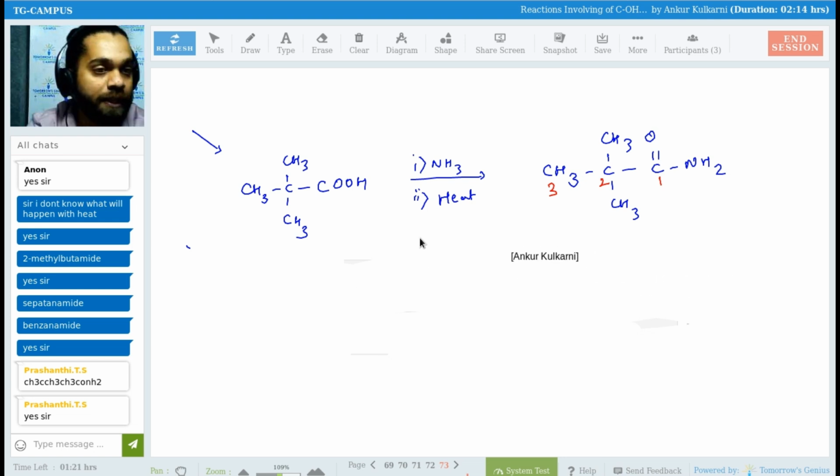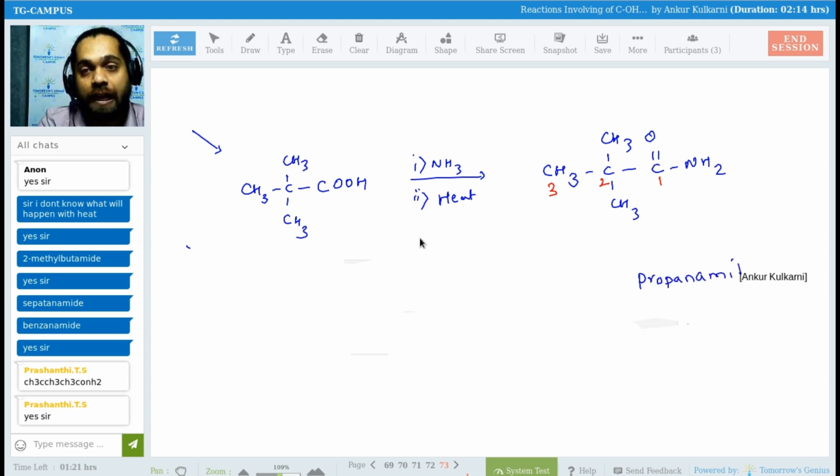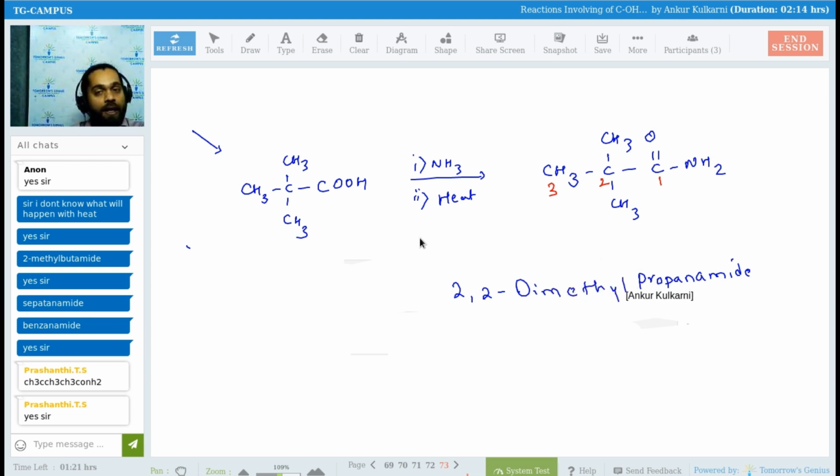It is a 3-carbon chain, which means propanamide. Correct? And on the second carbon, you have two methyl groups. So this is 2,2-dimethyl propanamide. Is it clear, Bhuvaneshwari, Prashanti?